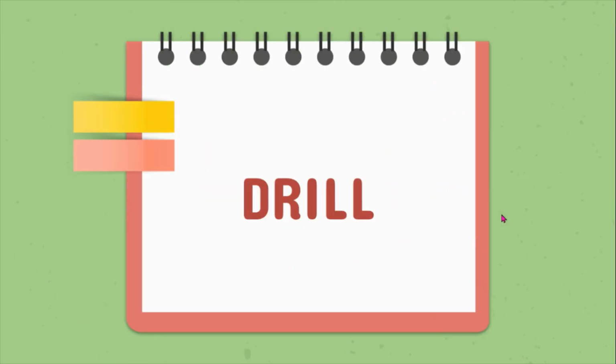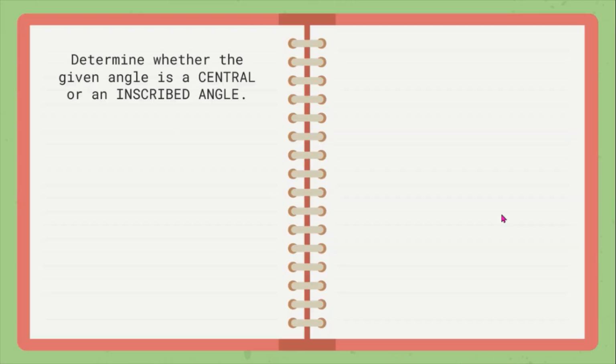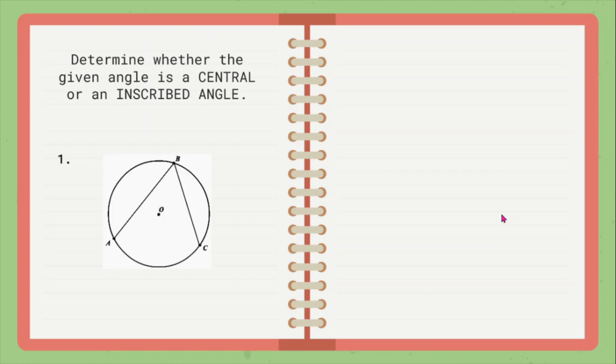So let us have first a drill. Determine whether the given angle is a central or an inscribed angle. For number 1, given this angle ABC, is it a central angle or an inscribed angle? Is it an inscribed angle?